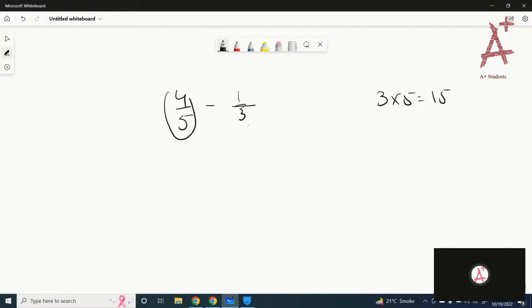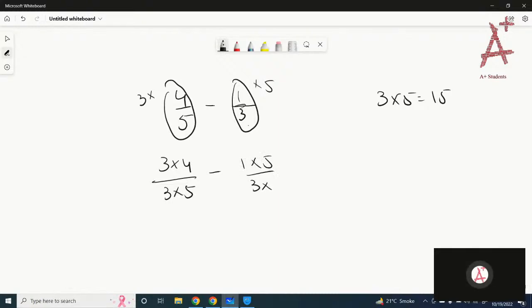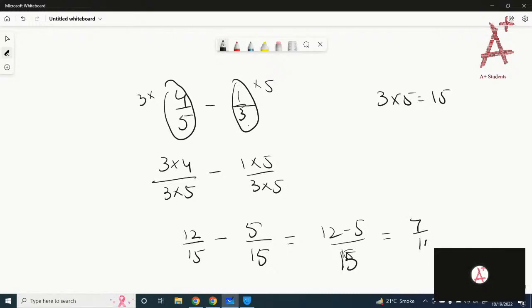Got it? So 5 times 3 is 15. Multiply this fraction by 3. And 3 times 5 is 15. Multiply this fraction by 5. So it would be 3 times 4 divided by 3 times 5 minus 1 times 5 divided by 3 times 5. It would be 4 times 3 is 12 and 5 times 3 is 15, and minus 5 times 1 is 5 and 5 times 3 is 15. Just subtract their numerators now. 12 minus 5 is 7 over 15. Got it?